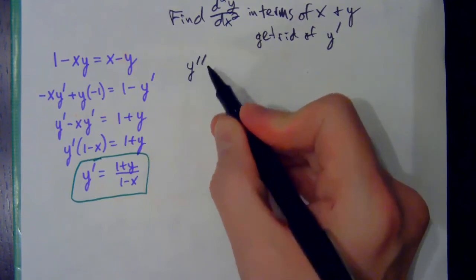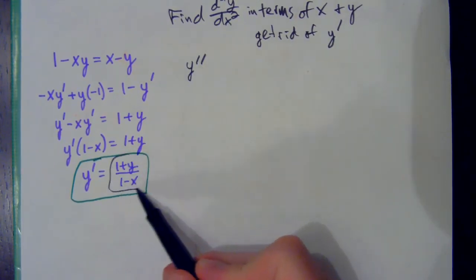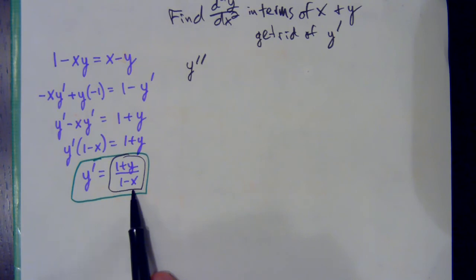Now, if I want to find the second derivative, I know the derivative of y prime is y double prime. I'm going to do that up here. And when I do the derivative of this, guess what this is? This is a quotient, which means we need to apply the quotient rule. So let's go do that together.